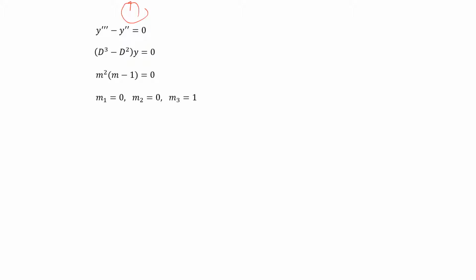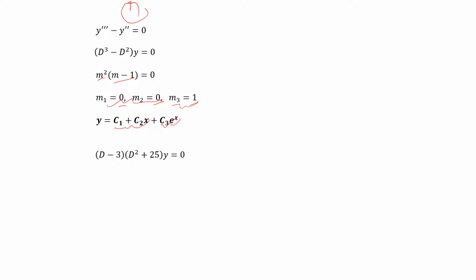Alright, the roots are obviously what? For this m squared you have two roots, which is 0 and 0, and for m minus 1 you have 1. So you have three possible roots. This belongs to case 1, roots real and distinct, and case 2, real and repeated. So for the real and repeated roots, you have c1 plus c2x, and for the distinct root, you have c3 e to the x.